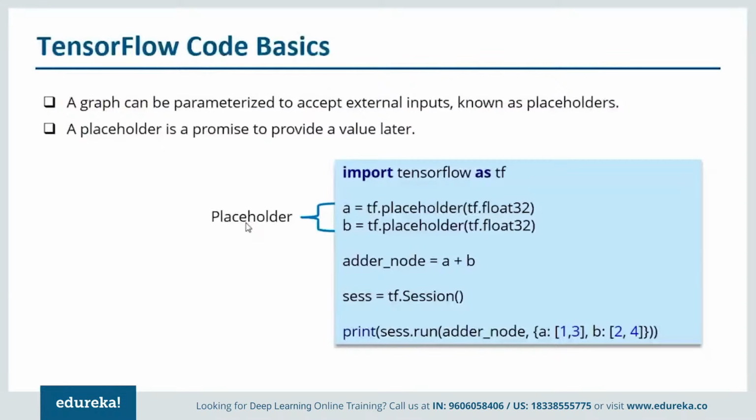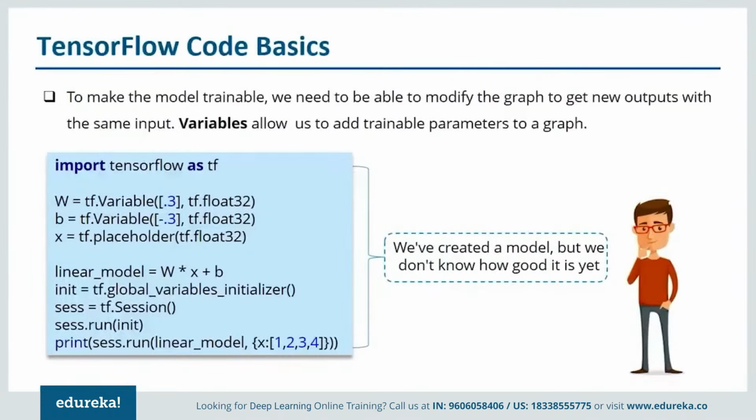Now it's the time to understand what are variables. So basically in deep learning, we typically want a model that can take arbitrary inputs. Now in order to make the model trainable, we need to be able to modify the graph to get new outputs with the same input. And what helps us to do that? Variables basically allow us to add trainable parameters to our graph.